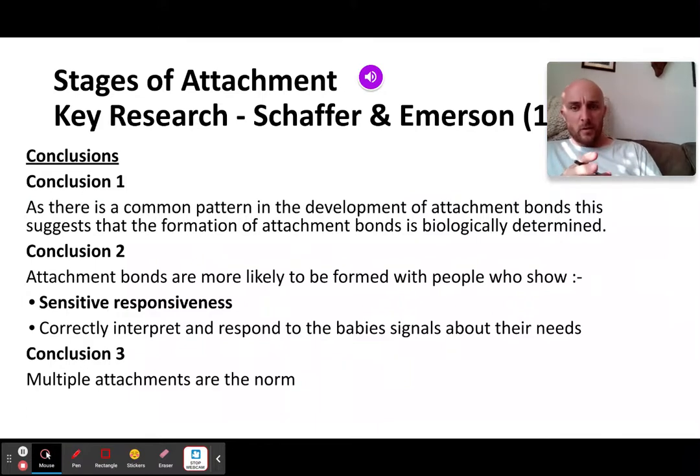I'm not going to go into, and by the way, this is this term just here. Sensitive responsiveness. Attachments are more likely to be formed with people who show sensitive responsiveness.